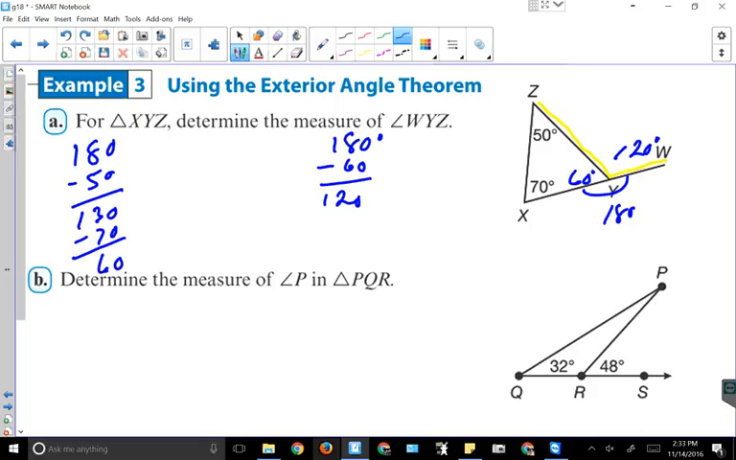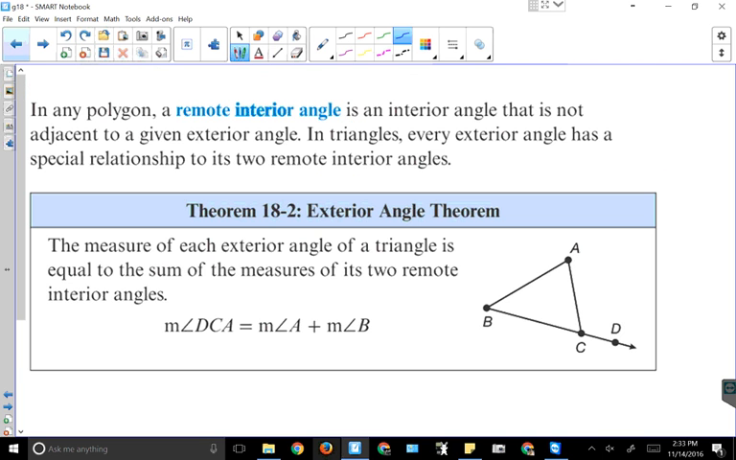Now, hold on a second. How many degrees are in a triangle? If there's 180 degrees in a triangle, that's 60. These add up to 120, correct? So what this theorem is telling us is that this angle here and this angle here are going to add up to be exactly the same. So when it says the exterior angle is equal to the sum of the measures of its two remote interior angles, what it's saying is this one out here is equal to the other two angles in a triangle.